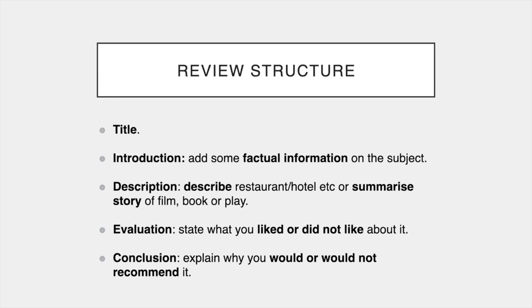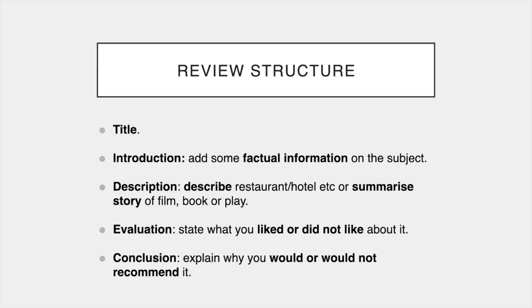The review structure. Now, you always start off with a title, and I will explain to you how to create an engaging one very soon. Then you move on to an introduction. Here you add some factual information on the subject. For example, the author of the book, the director of the film, or when the play is opening. Now remember, it does not have to be factual. If you don't actually have the correct information at hand, you can make it up.